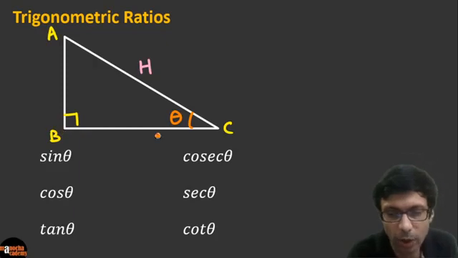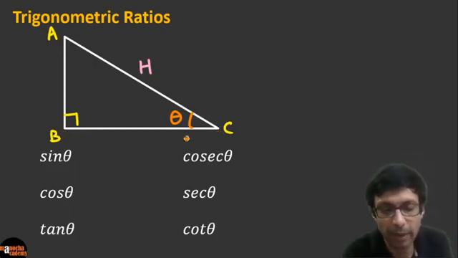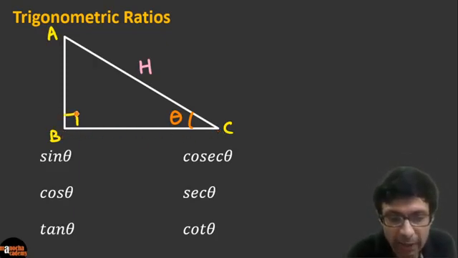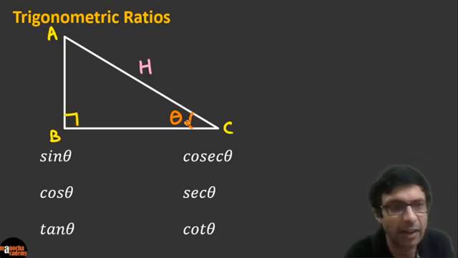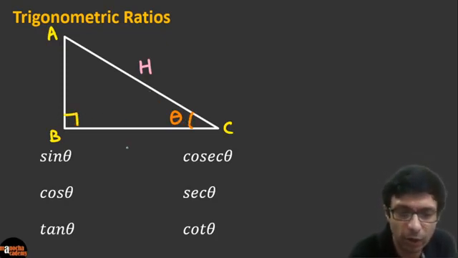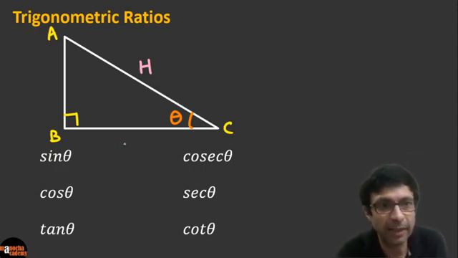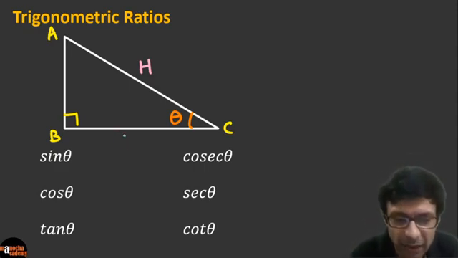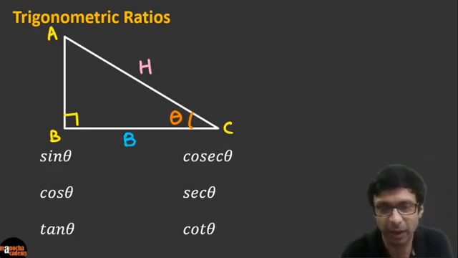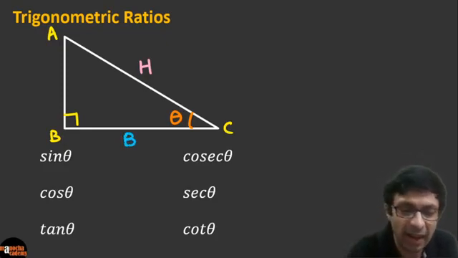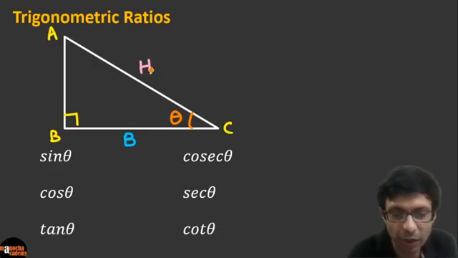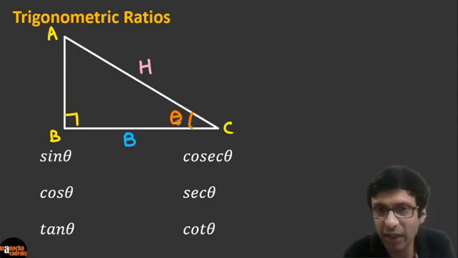Do you know what BC is known as? Remember this side, the side which has the right angle and the angle theta, what is it called? What should I label this one as? Okay, very good. Base, right? So this is the base. B for base. So the hypotenuse is the side opposite to the 90 degree, and the base is the side which contains the 90 degree and the angle theta. Can you see both the angles are lying on it?